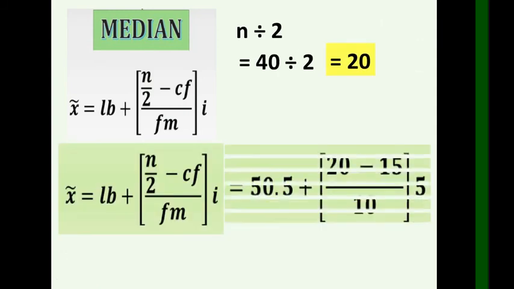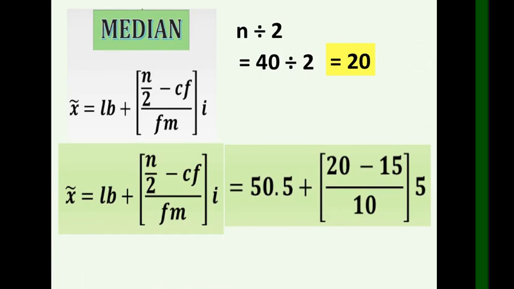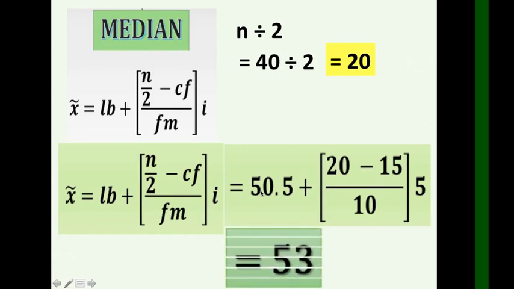So we have this one, and this is our computation. We have 20 minus 15, and that is 5. 5 divided by 10 is 0.5, and 0.5 times 5 is 2.5, plus 50.5. The answer is 53. You got it? I repeat, 20 minus 15 is 5. 5 divided by 10 is 0.5. 0.5 times 5 is 2.5. And 2.5 plus 50.5 is 53 as our median from our given data.